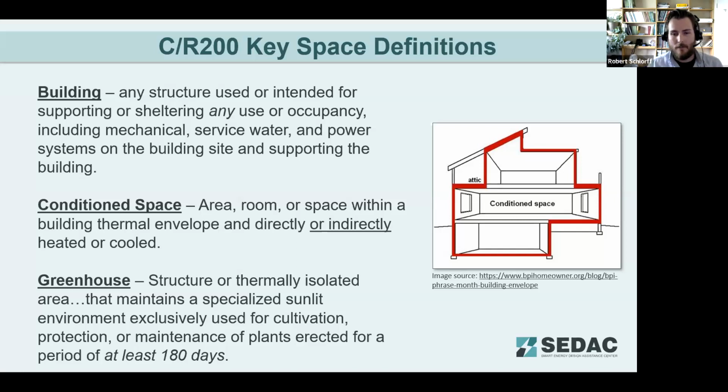One of the reasons why this definition is important is that it says directly or indirectly heated or cooled. So where this might come into play is if you have a space like a sunroom or a 4-season porch that is connected to the rest of a house, say. That sunroom may not have vents from the HVAC system. It may not be directly conditioned, but unless there is a full separation between that space and the rest of the house, a full exterior door, full insulation, exterior walls, that space is being indirectly heated or cooled. So that's where that definition comes into play.